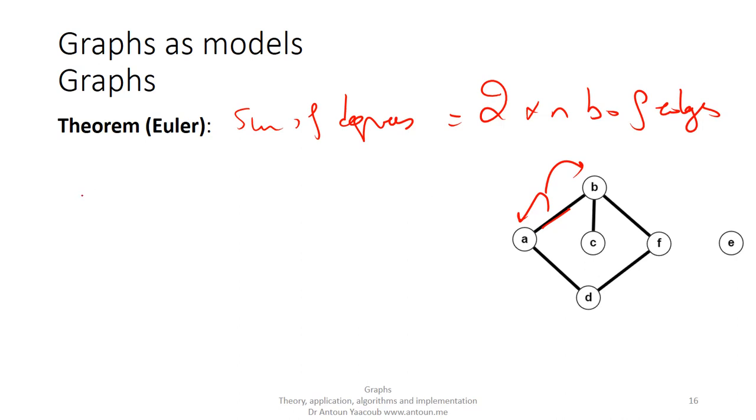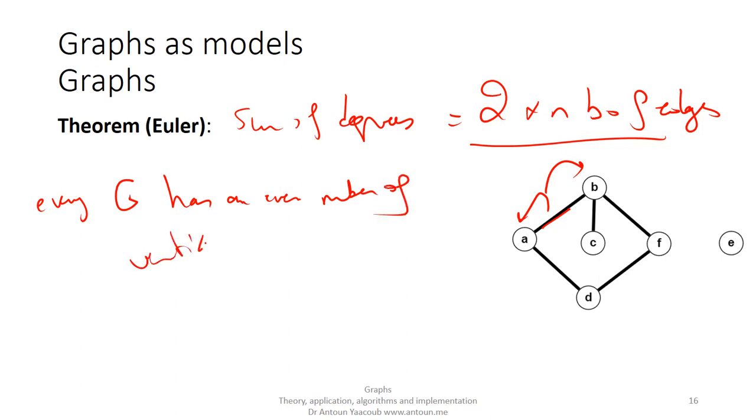In a graph G, the sum of the degrees is obviously 2 times the number of edges, so it's an even non-negative integer. We can also deduce that every graph has an even number of vertices of odd degrees.